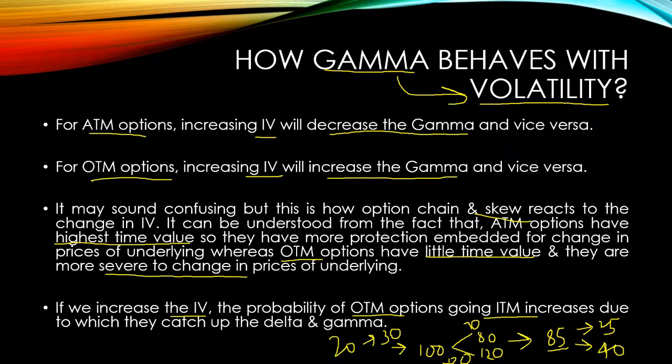But what would be the case if we were discussing an at the money option? Suppose instead of this $85 put option, we were discussing a $100 strike price put option. It will have the same delta of 0.50 irrespective of change in the IV. So I hope that this example will clear up this a little bit confusing concept. You just need to remember that for at the money options, increasing IV will decrease the gamma, and for out of the money options, increasing IV will increase the gamma.